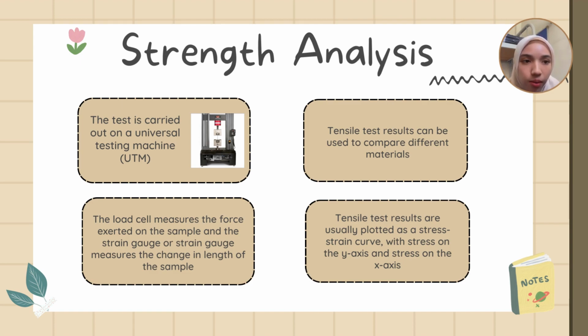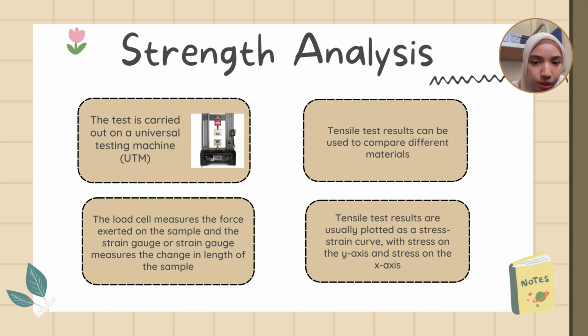The load cell measures the force exerted on the sample, and the strain gauge measures the change in length of the sample. Tensile test results can be used to compare different materials. And lastly, tensile test results are usually plotted as a stress strain curve, with stress on the y-axis and strain on the x-axis.